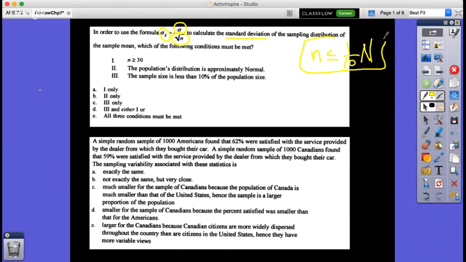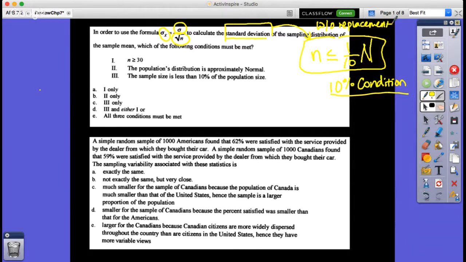In order for us to use the standard deviation formula, the important thing to remember is this must be true. This is called our 10% condition. Remember, this is without replacement. So when we have without replacement, we want to identify in our sampling distribution that n is less than or equal to 1/10 of big N. When we establish this, it allows us to use the standard deviation formula.